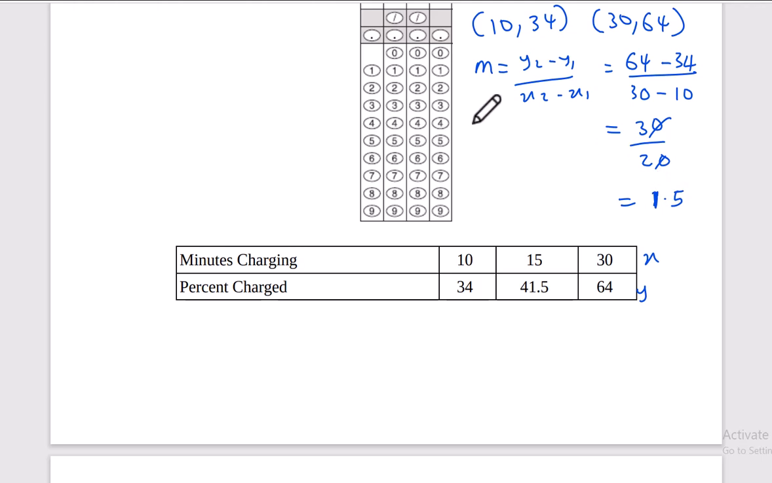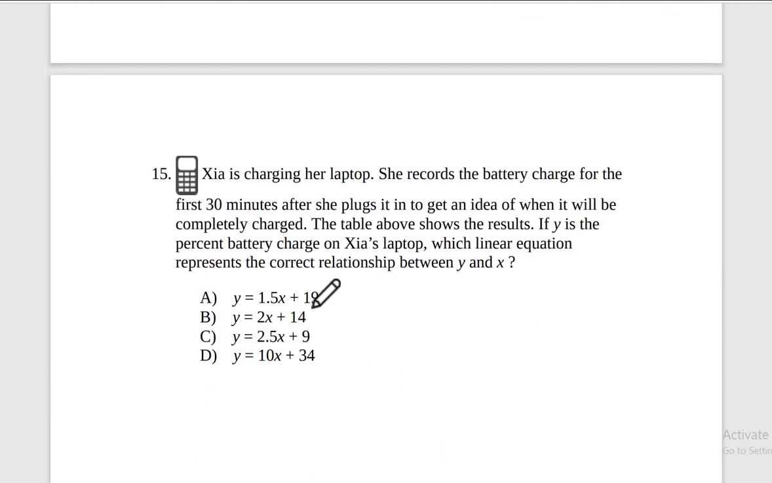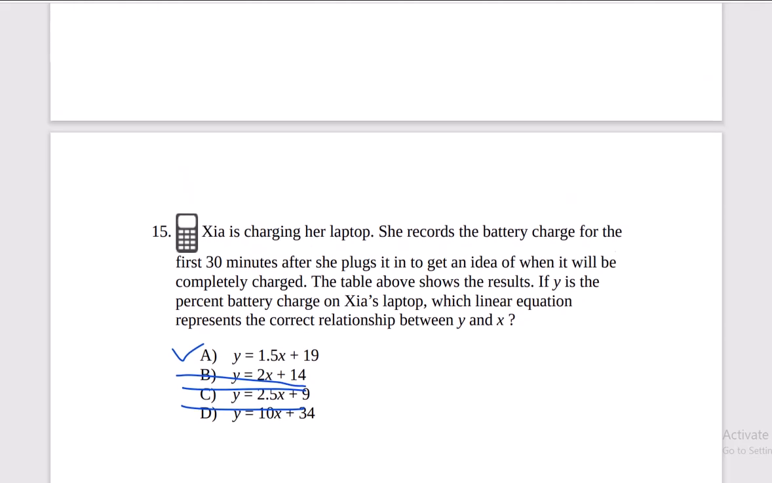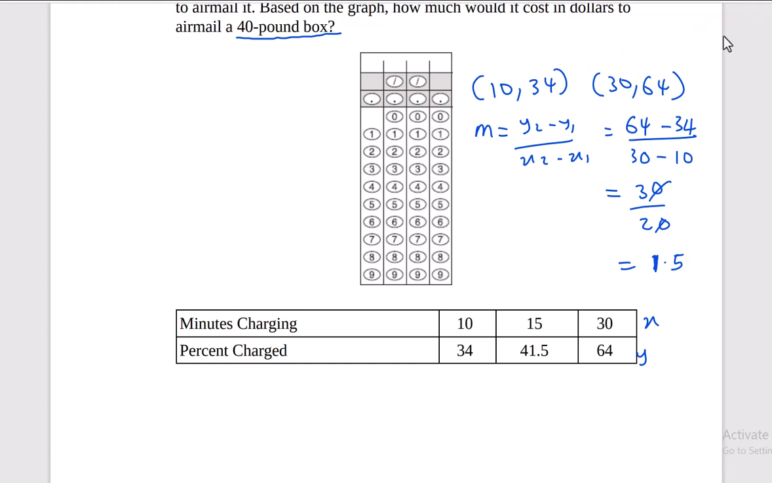What's the next thing? You solve for the intercept. Okay, let's look at the equation. We'll have a slope of 1.5 here. Since this is the only one that has a slope of 1.5, you can just cancel the other ones and pick A. But for the sake of record keeping and teaching, let's conclude the question.